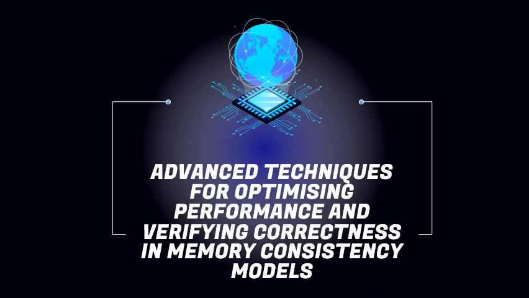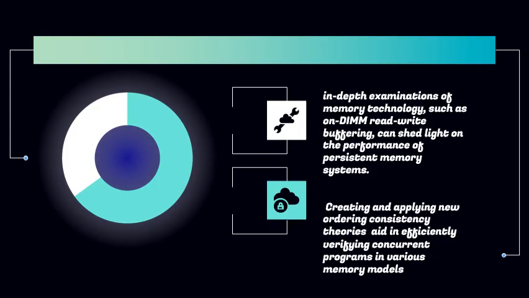Some techniques for optimizing performance and verifying correctness in memory consistency models. The main advanced techniques for optimizing performance and verifying correctness in memory consistency models are the in-depth examination of memory technology and creating and applying new order consistency theories.